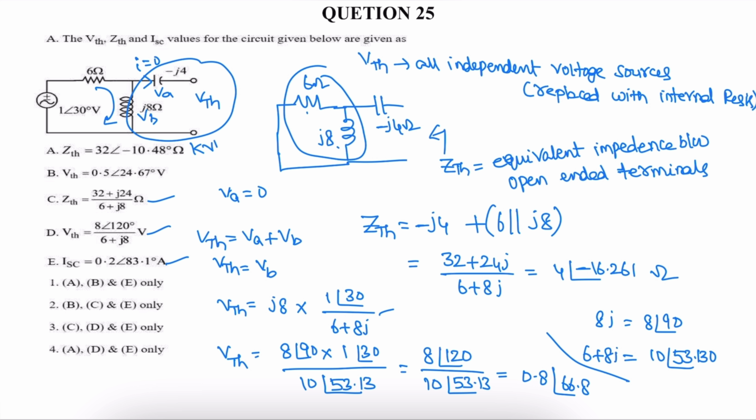So A is wrong and B is wrong. So the correct options are C, D, E. C, D, E are correct. Option 3. Next question.